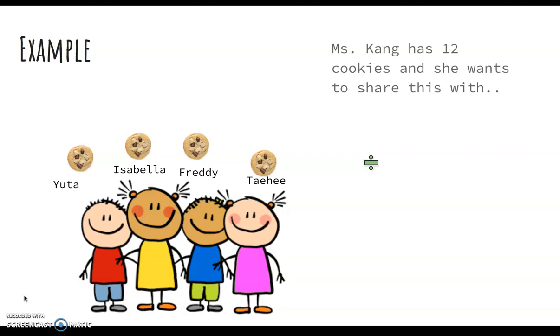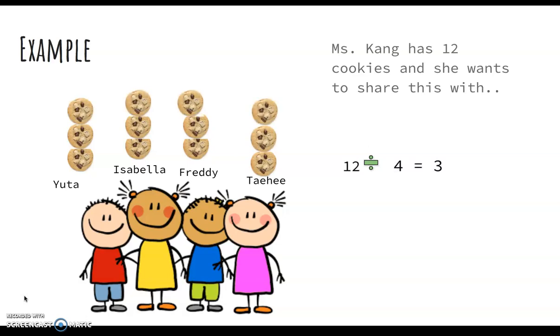So let's count together. 5, 6, 7, 8, 9, 10, 11, 12, 13, oh, no, 12. Very good. So I gave away all my 12 cookies and I have no more cookies left. And they have the equal amount of cookies, which is 3 cookies each.